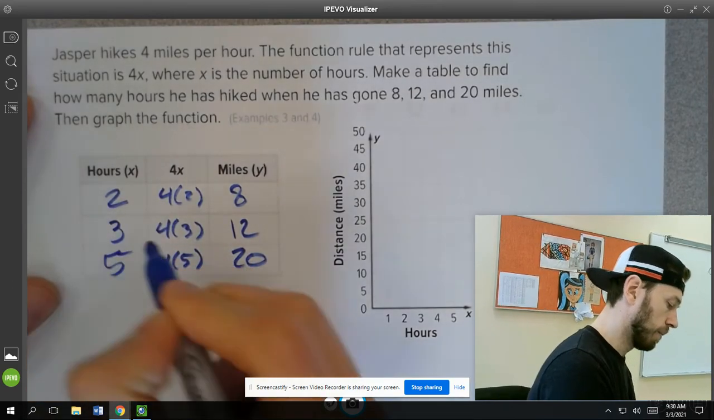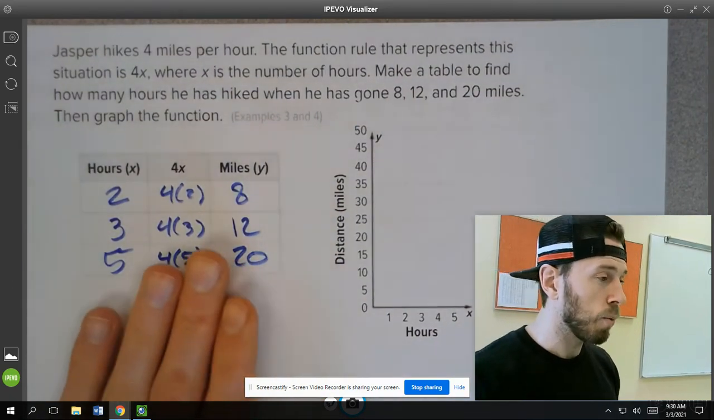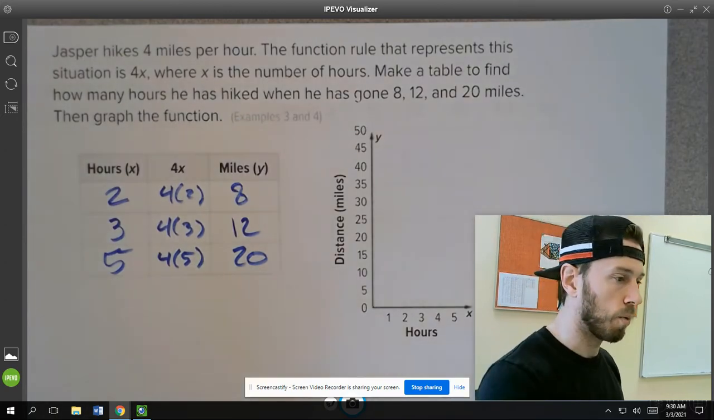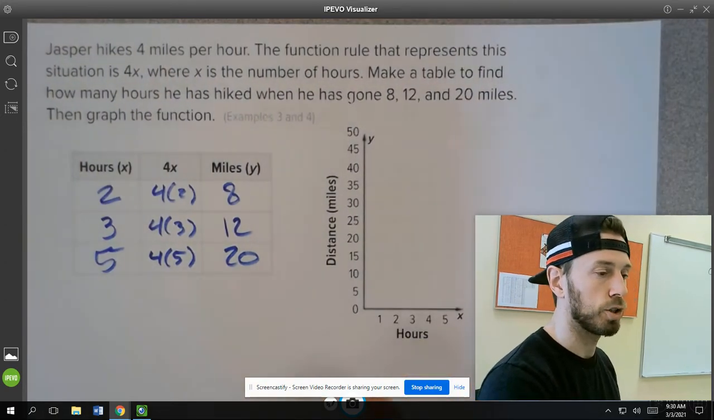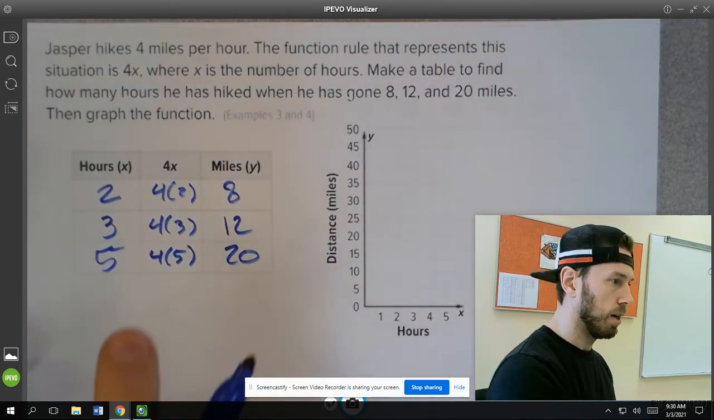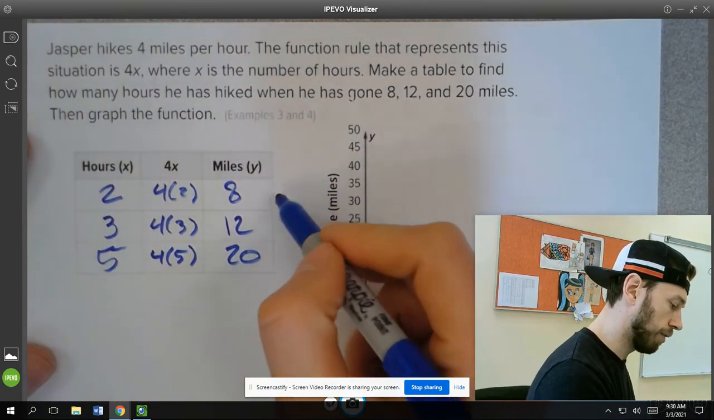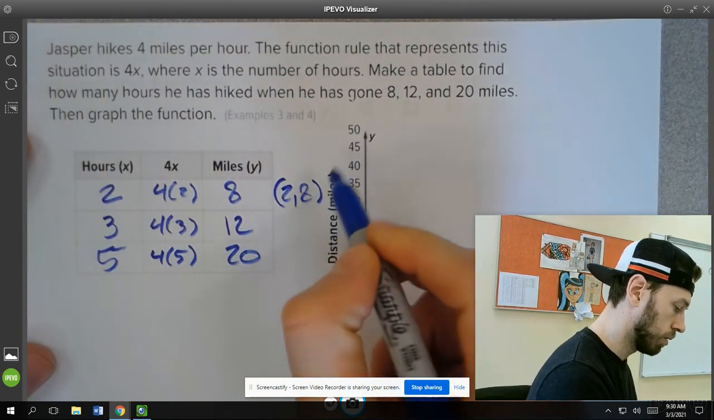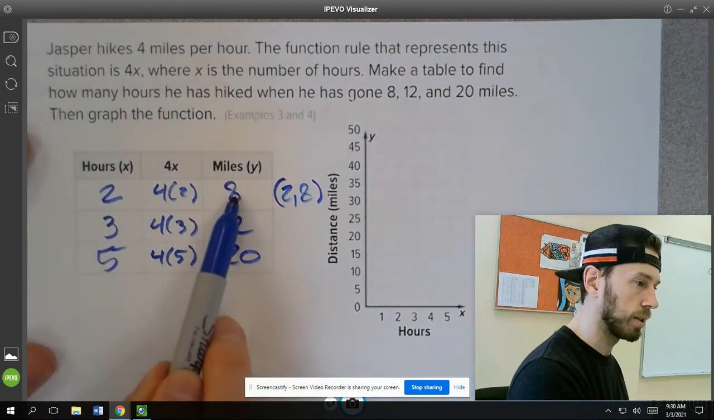Now with that information, we can actually create a graph here to show what it looks like for him to go hiking, right? If we create our ordered pair here of 2, 8, right? 2 hours, 8 miles.